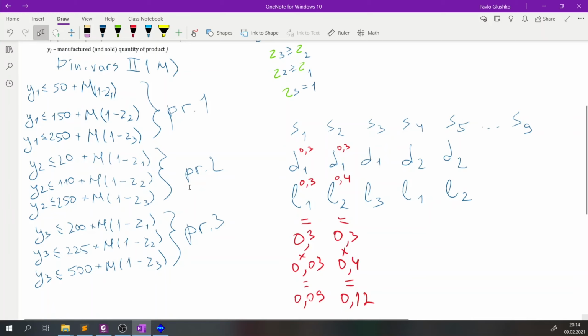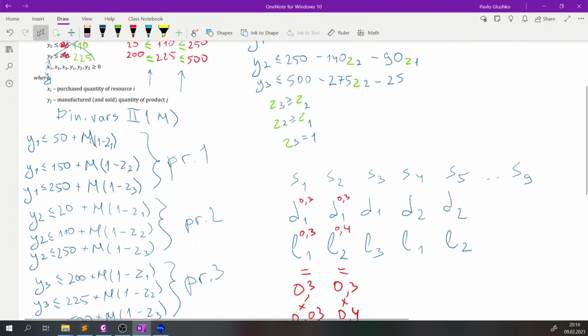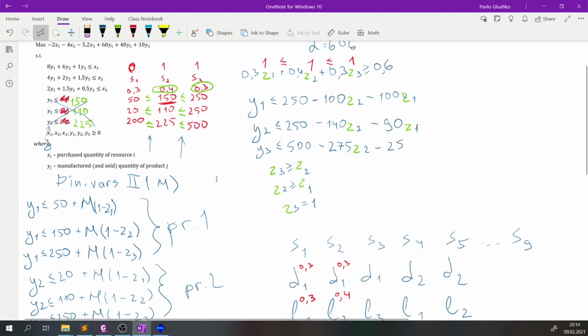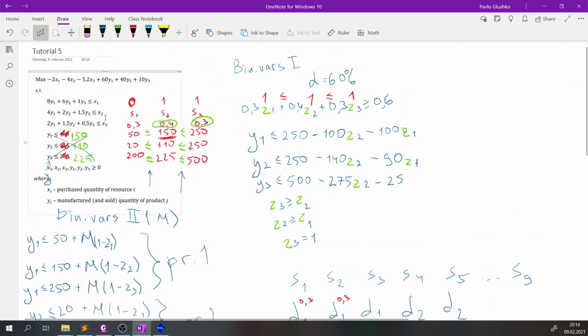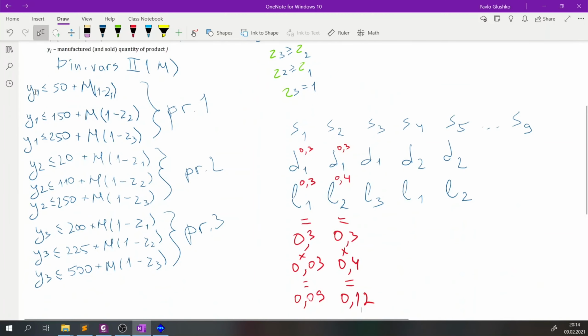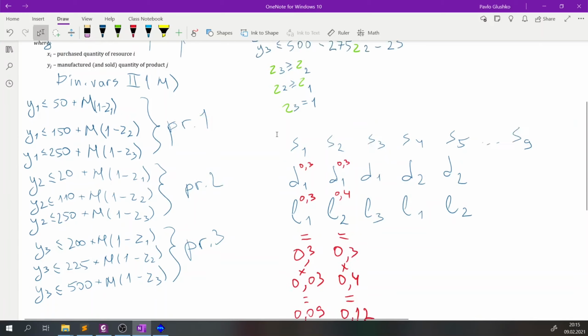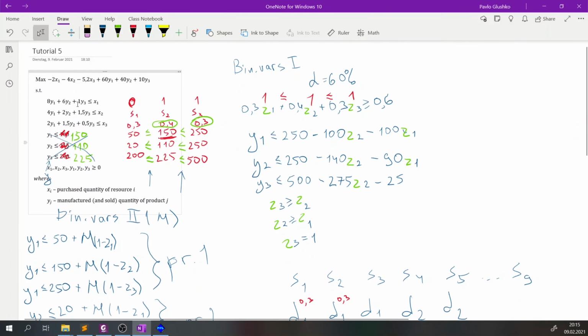So it means that now, using these binary variables, we need to formulate the constraints for every product and for every demand of every scenario. And then again, with these binary variables, we need to reformulate this material constraint, because this is the constraint for lumber, and these coefficients, 8, 6, 1, change from scenario to scenario.